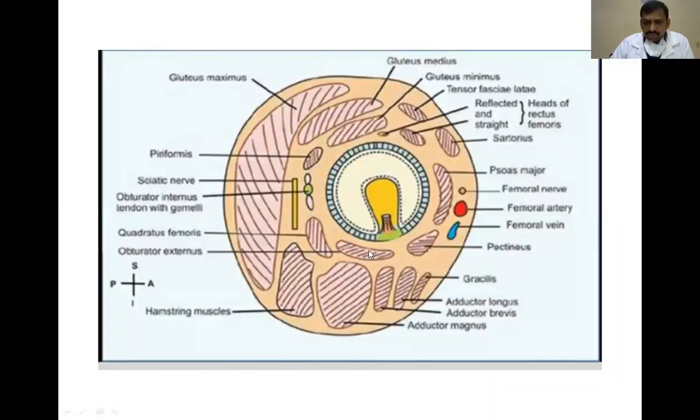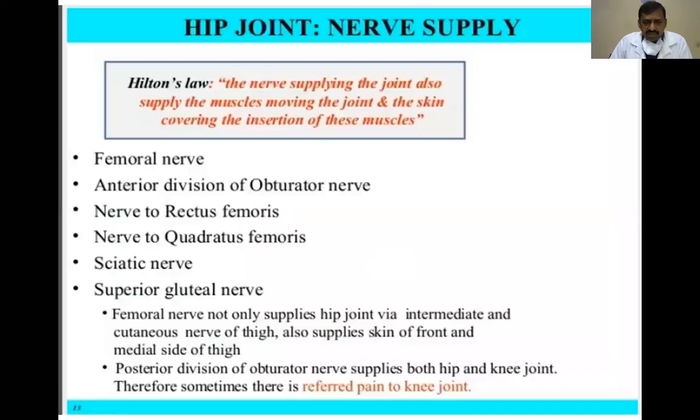Okay. Next, what is the nerve supply to the hip joint? Here, Hilton's law, you already know. The nerve supplying the joint also supplies the muscles moving the joint and the skin covering the insertion of these muscles. This is the Hilton's law of nerves.